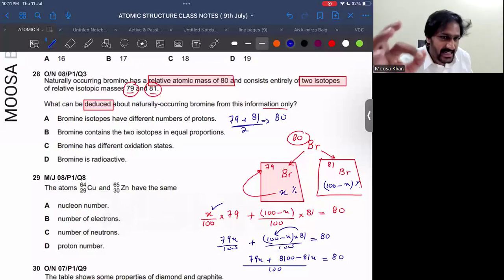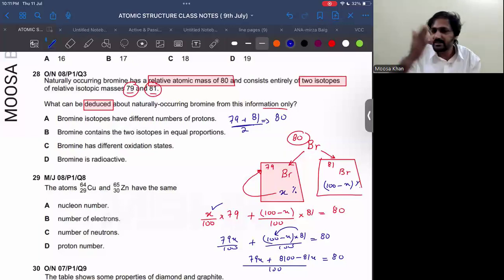Main aapse ye kehna chah raha hoon, can you divide 100 into equal proportions? Kis tarah se divide karoge? 50% and 50%. Kya koi aur possibility hai 100 ko do equal parts mein divide karne ki apart from 50-50%? Hai hi nahi. If you're taking 40% on one side, then the other side would be equal to 60%. So there is only one possibility. No, Abdullah, not dividing it into 4 parts. They have to divide it into 2 parts, but in equal proportion, right?